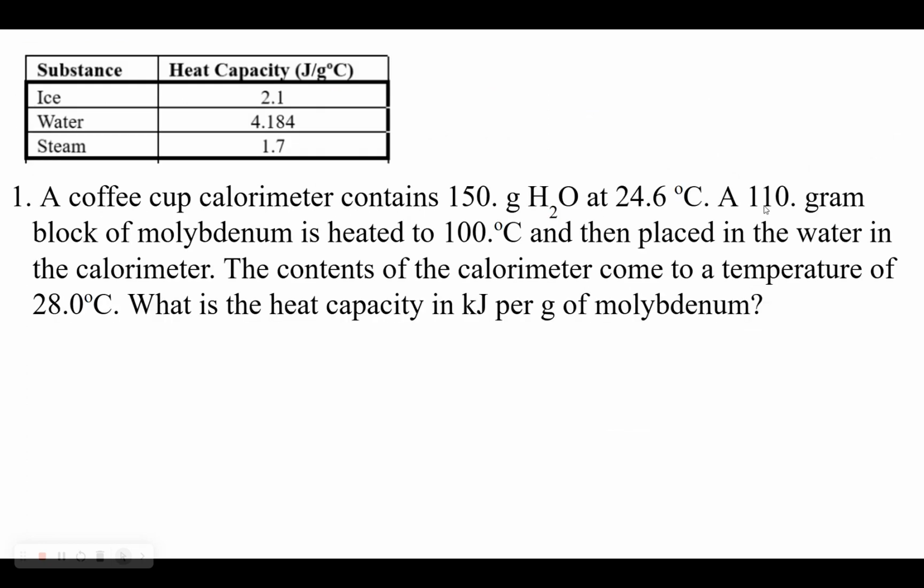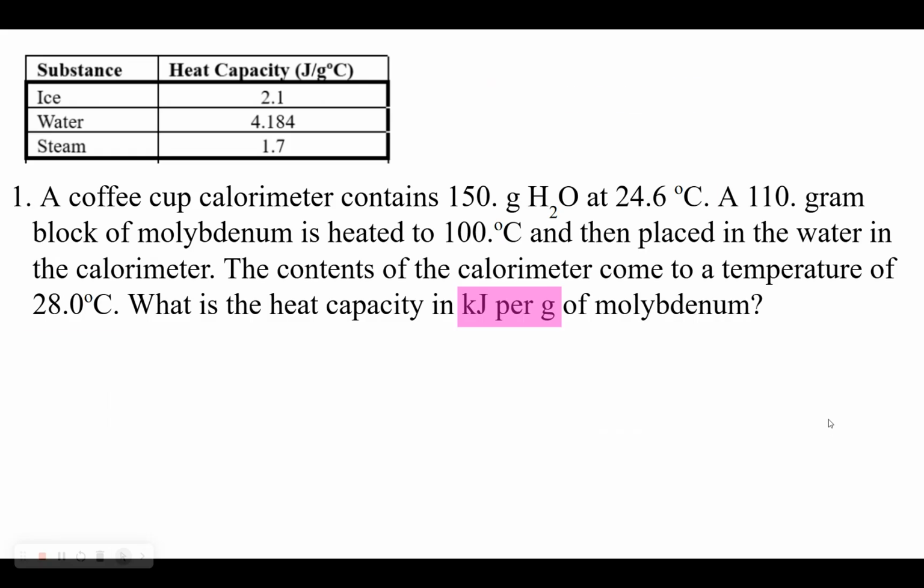This tells us a coffee cup calorimeter, which is really just a simple calorimeter made from a couple of insulated styrofoam cups. So this isn't a high value item, but it actually works pretty well. And evidently this coffee cup calorimeter contains 150 grams of water at a certain temperature, and then we put a 110 gram block of molybdenum that was heated to 100 degrees Celsius and placed into that water in the calorimeter. The contents of the calorimeter come to a temperature of 28 degrees Celsius. What is the heat capacity in kilojoules per gram of molybdenum?